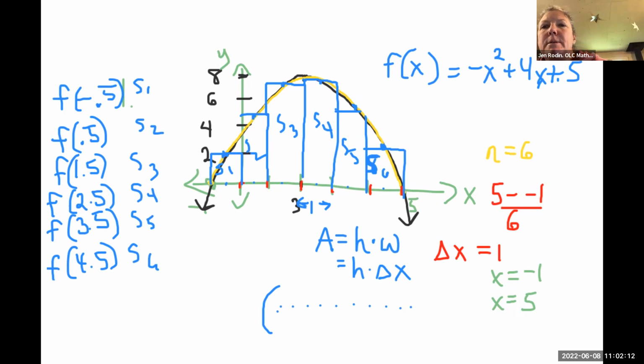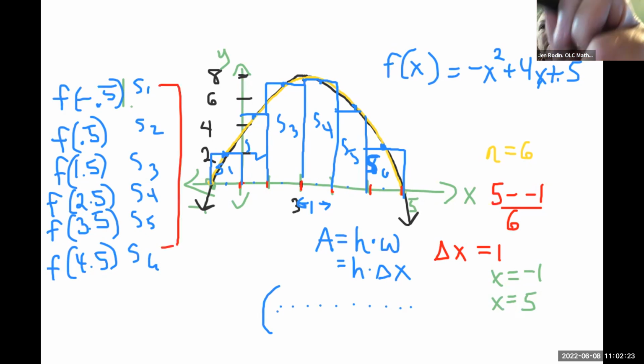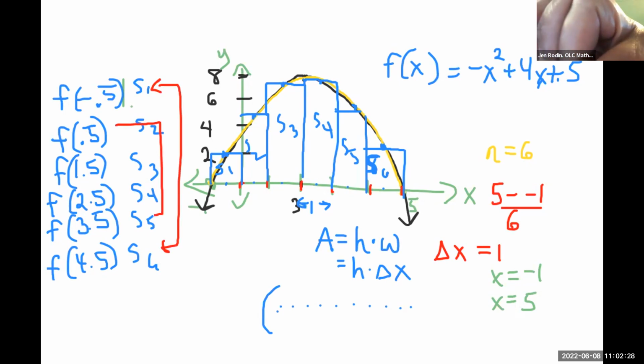But remember too, because it's symmetrical, it's a parabola, the first and the last height will be the same. And the second and the fifth will be the same. And the third and the fourth. They should be exactly the same. So we really only have to find 3 of them and then double it really. So we could do that.